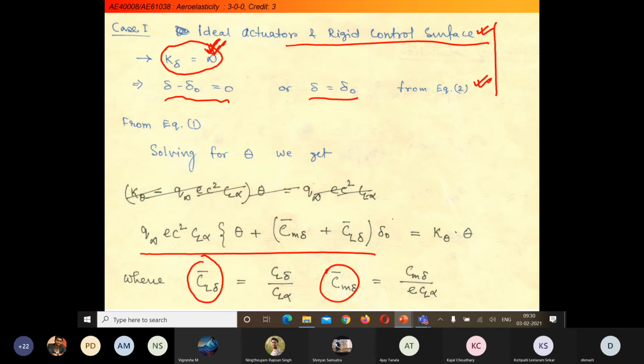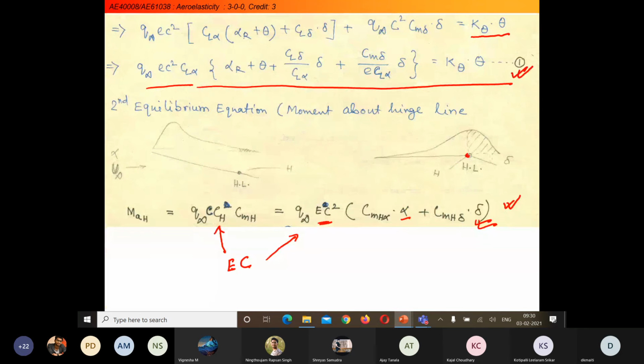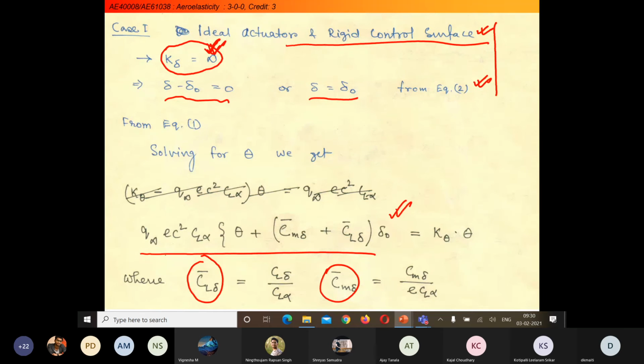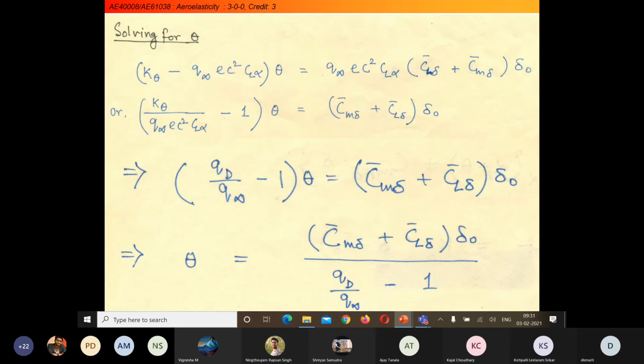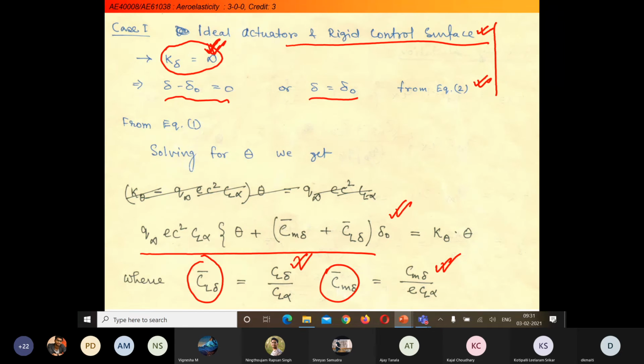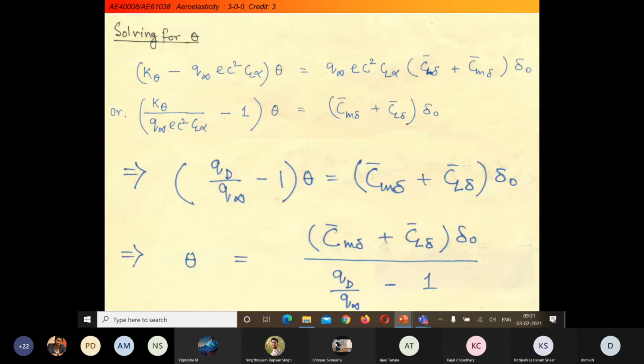So whatever first equation we have written, we will be rewriting. If you look here, we have taken the same equation and taken alpha equal to 0. So it is Q infinity e c square CL alpha into theta plus Cm delta bar, Cl delta bar into delta naught equal to k theta into theta. Here Cl delta bar I have defined here, and similarly Cm delta bar I have defined here. So now we solve for this theta value, rearranging this expression.